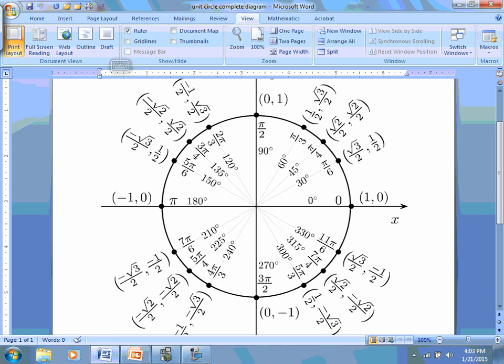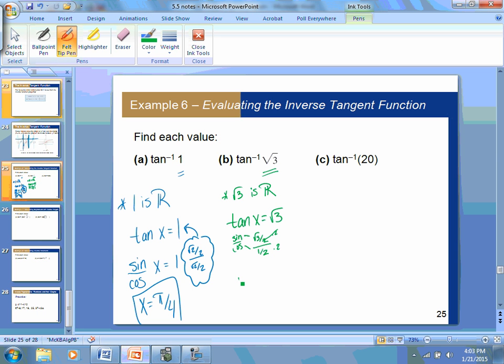So if I look on my unit circle, the sine is the square root 3 over 2 right here, and the cosine is the 1/2. So my radian value that I need is going to be pi over 3. So x equals pi over 3.